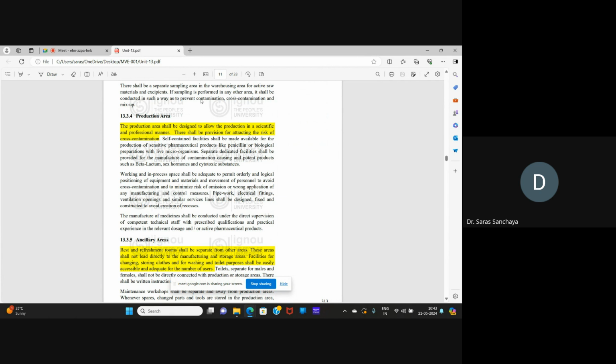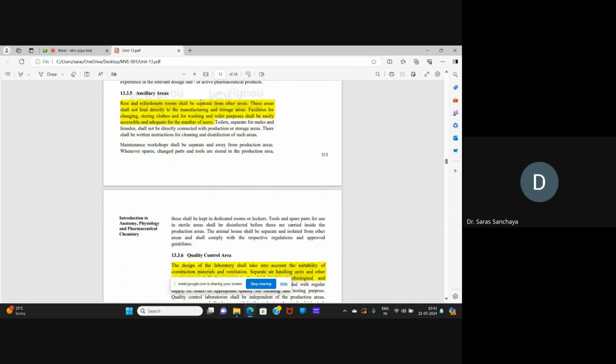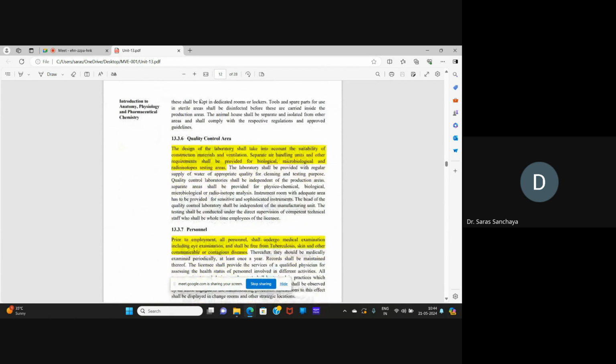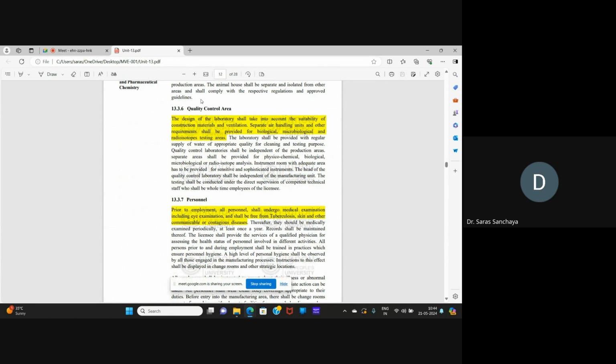Self contained facilities shall be made available for the production of sensitive pharmaceutical products like penicillin or biological preparations with live microorganisms. Then ancillary areas. Rest and refreshment rooms shall be separate from other areas. These areas shall not lead directly to the manufacturing and storage areas. Facilities for changing and storing clothes, and for washing and toilet purposes shall be easily accessible and adequate for the number of users. Then quality control area. The design of the laboratory shall take into account the suitability of construction materials and ventilation. Separate air handling units and other requirements shall be provided for biological, microbiological, and radioisotopes testing areas. Then personnel.